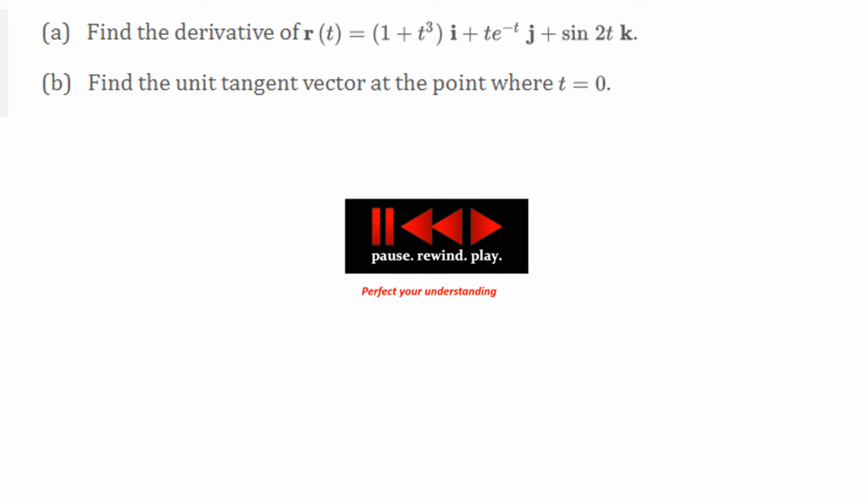So let's try this out. Here there are two things for you to do. Find the derivative of r of t, which is equal to this vector-valued function. And then after you do that, you want to find the unit tangent vector at the point where t is equal to 0. You know what to do.